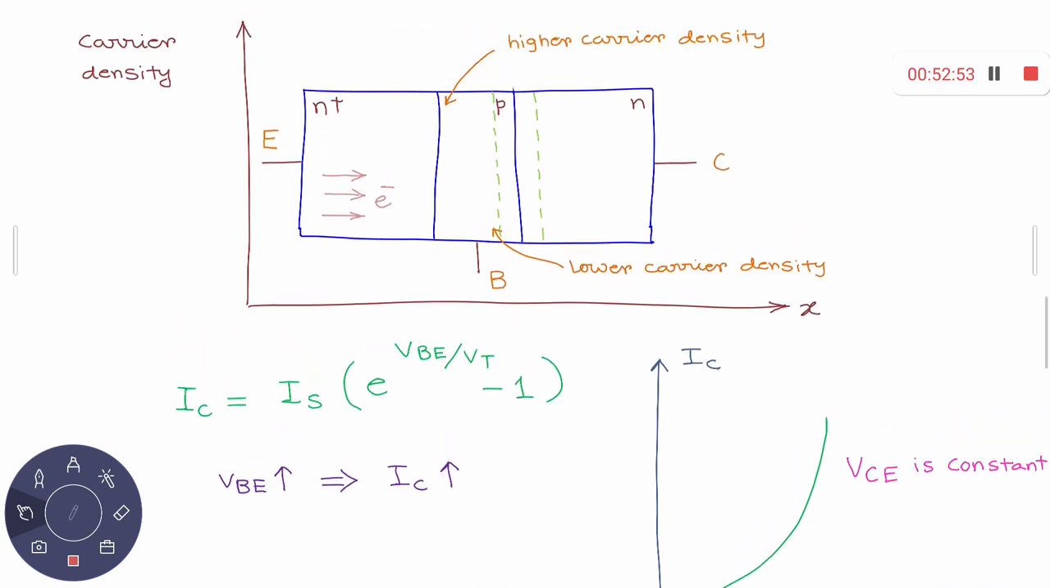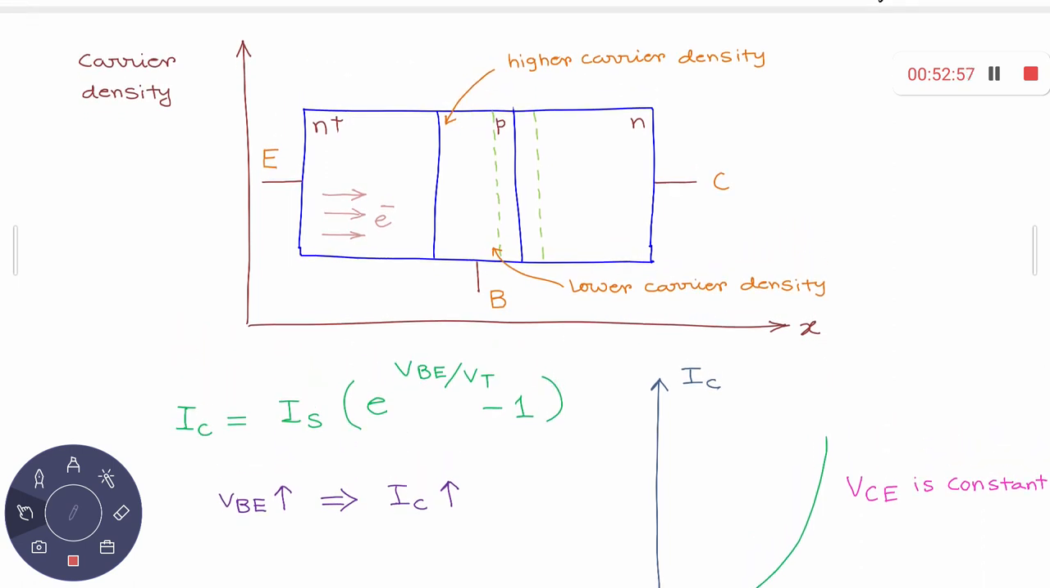So now the question is, given this particular equation, IC is equal to IS e to the power VBE by VT minus 1, how does IC vary? It's quite obvious that it varies exponentially. And remember, for a transistor operation you have two different voltages: one is the base emitter voltage, the second one is the collector emitter voltage. The variation of IC can be shown with respect to VBE when the other voltage is constant.